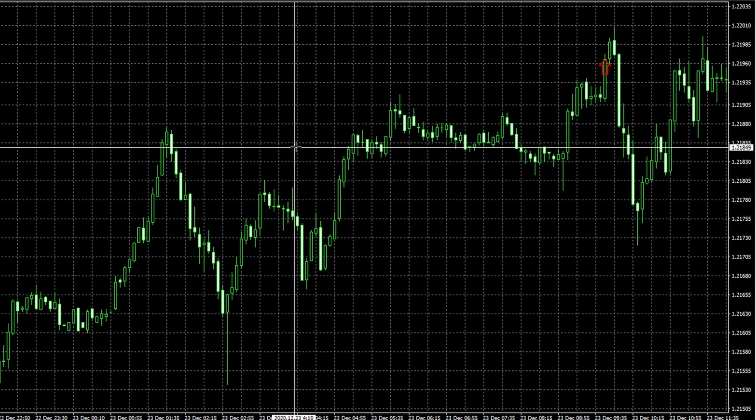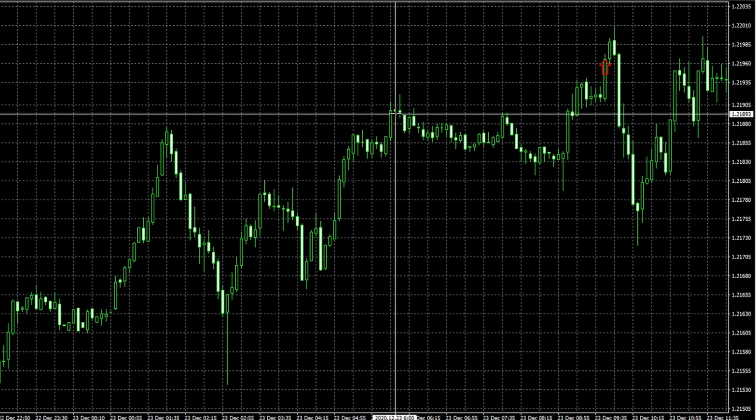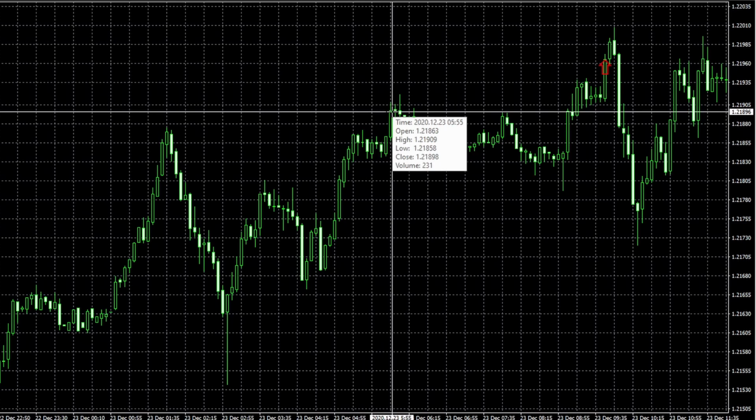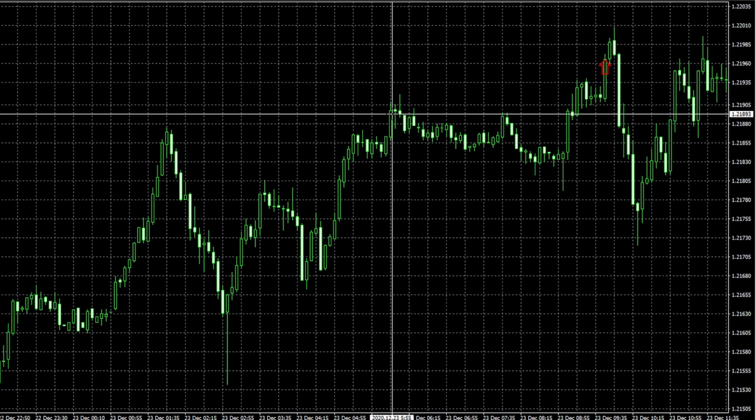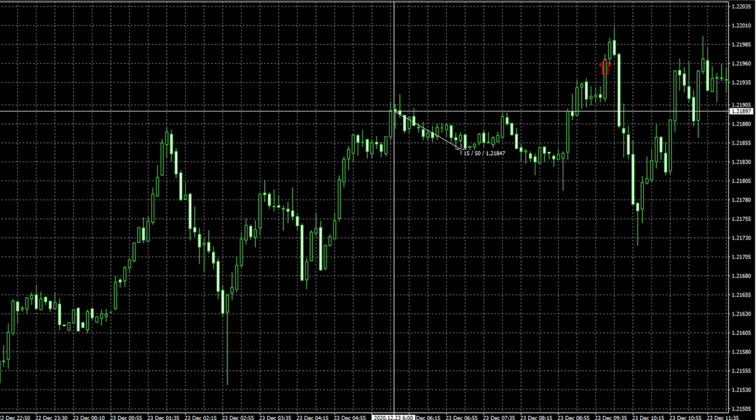So this was not a breakout. This was not a breakout as well. This looks like the first breakout on the long side, right? And then this looks like a second breakout, and this looks like a third breakout. So I shouldn't have traded that third breakout.